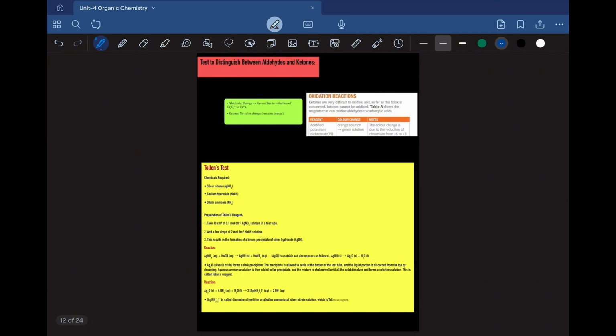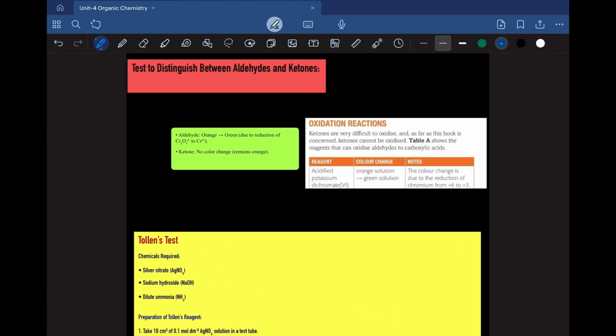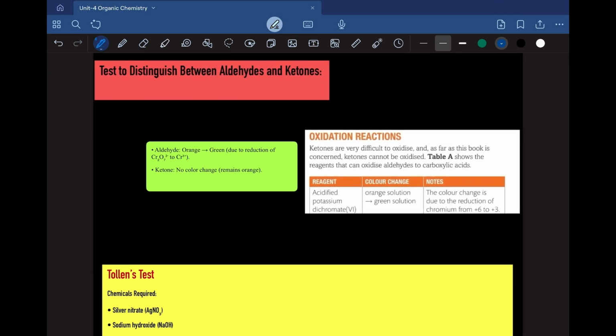Now moving on, we will try to figure out how we will be able to distinguish between aldehydes and ketones. Let's say you have figured out, yes, it is a carbonyl compound, it is not an ester or acyl chloride. Now the next step is to figure out which carbonyl compound it is, whether it is an aldehyde or ketone. To do that, we will have to carry out a few things. The first thing we can do is an oxidation reaction. Ketones are very difficult to oxidize. You cannot oxidize a ketone. Only aldehydes will be oxidized.